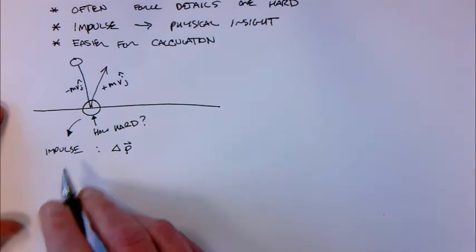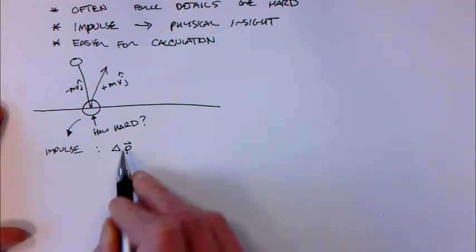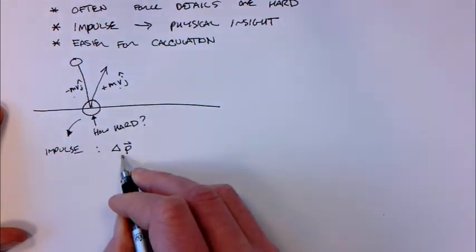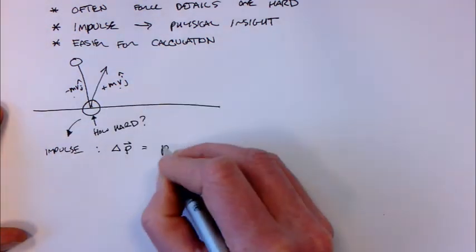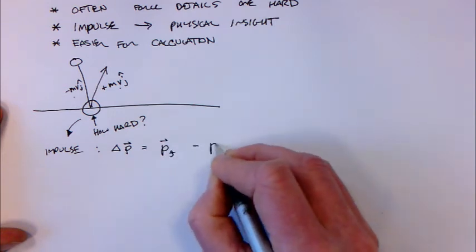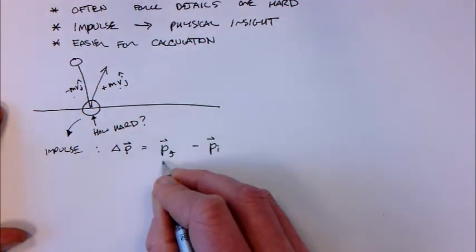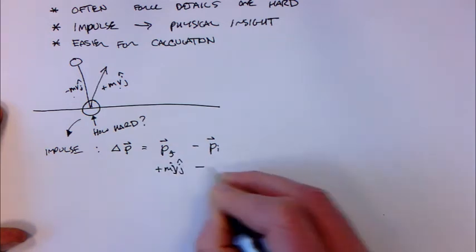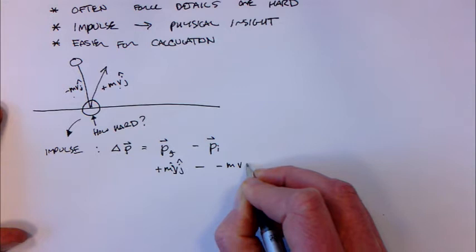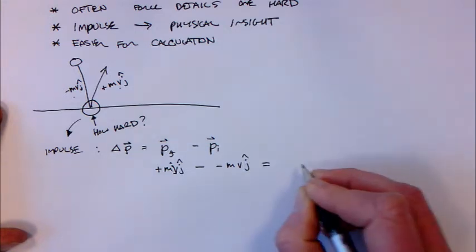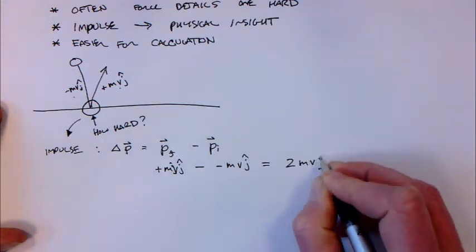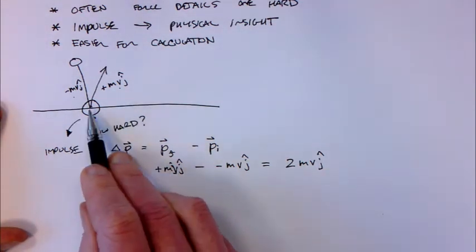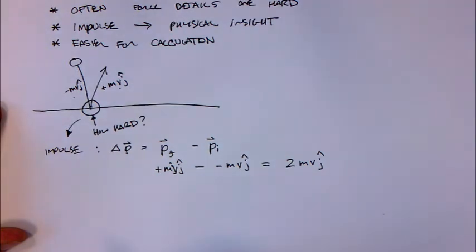Okay? So if we ask the question, what's the impulse here? Sorry, that's what its momentum is when it's going up, and its momentum when it's going down. The change in momentum is going to be the final momentum minus the initial momentum. The final momentum is plus mv j hat. The initial momentum is minus mv j hat. And so the impulse here is simply 2 mv j hat. Okay? So we can easily say what the impulse is that the floor has exerted on the ball.